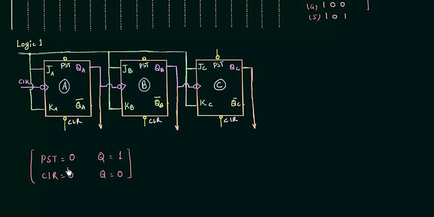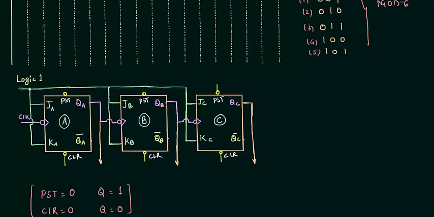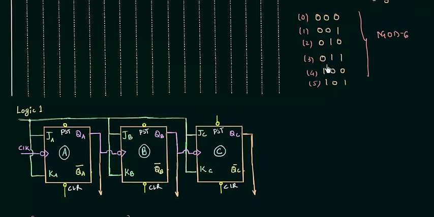Now in what way can we use this preset and clear input to count up to 5 instead of 7? If this is the counter, in general it will count more. After 5 it will count 110, that is my 6, and then finally 111. Now you can see we don't want these 2 states. We don't want these 2 counts. It is not required because we need a mod 6 counter. If it counts 6 and 7, we have a modulus 8 counter, which we don't want. So as soon as the 6 arrives, we want to reset our flip-flops, all these 3 flip-flops. So what can we do?